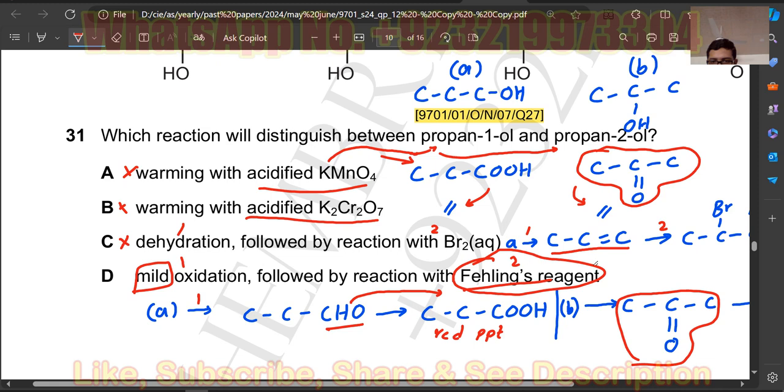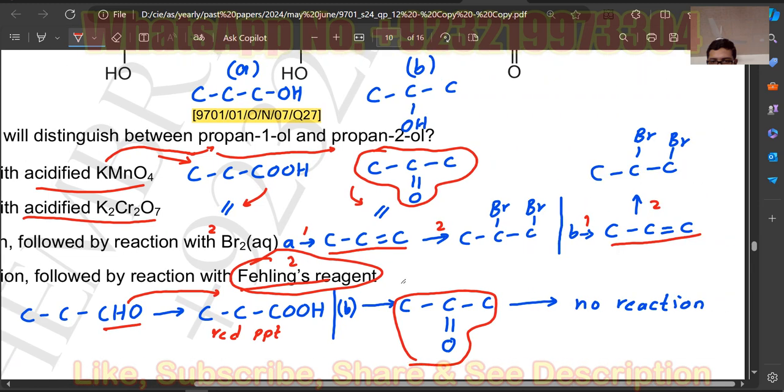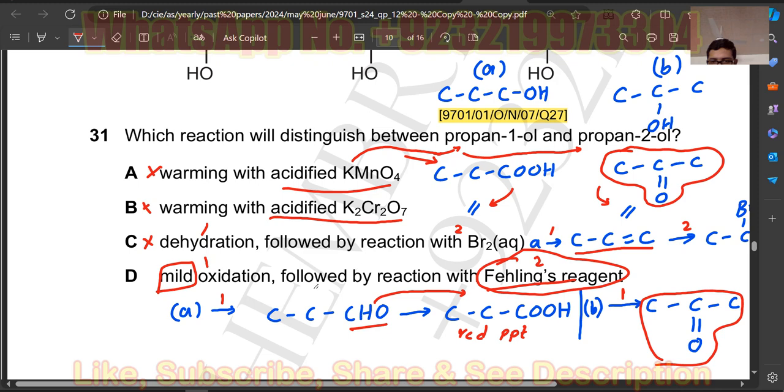Now Fehling's reagent is a test for the presence of the aldehyde functional group, and a ketone cannot give this test, so no reaction is possible with the ketone. So the ketone cannot give a reaction with Fehling's reagent. So this is a step of the test which can differentiate between propan-1-ol and propan-2-ol. So that's the right option, D.